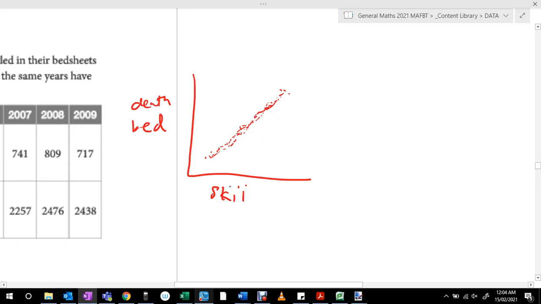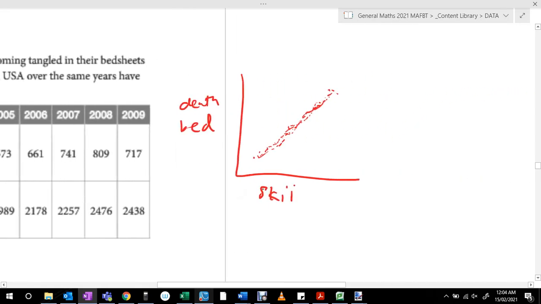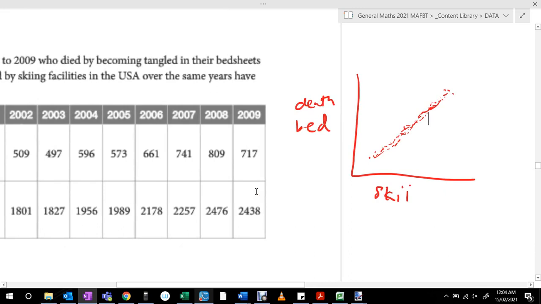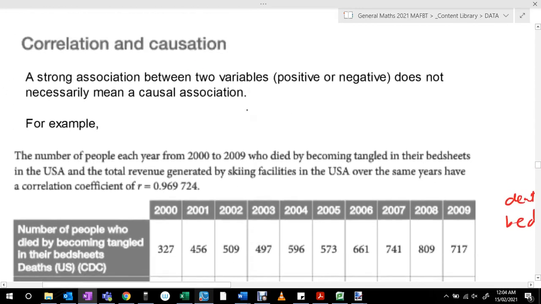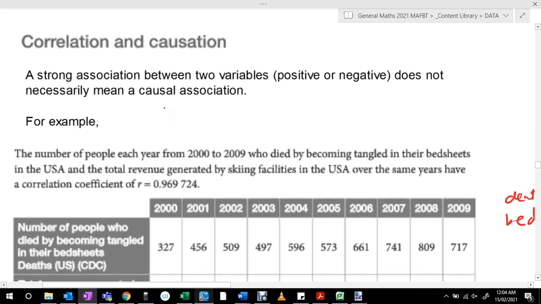Now, if you think about it, does skiing cause people to die in their bed sheets, or does people dying in bed sheets cause more people to ski? Now, it doesn't make sense, and that's what we're looking into here, where sometimes just because two variables have a high R value, or there is a strong positive linear association between the two, does not mean that one actually causes the other. Okay, and this is what causation is about.